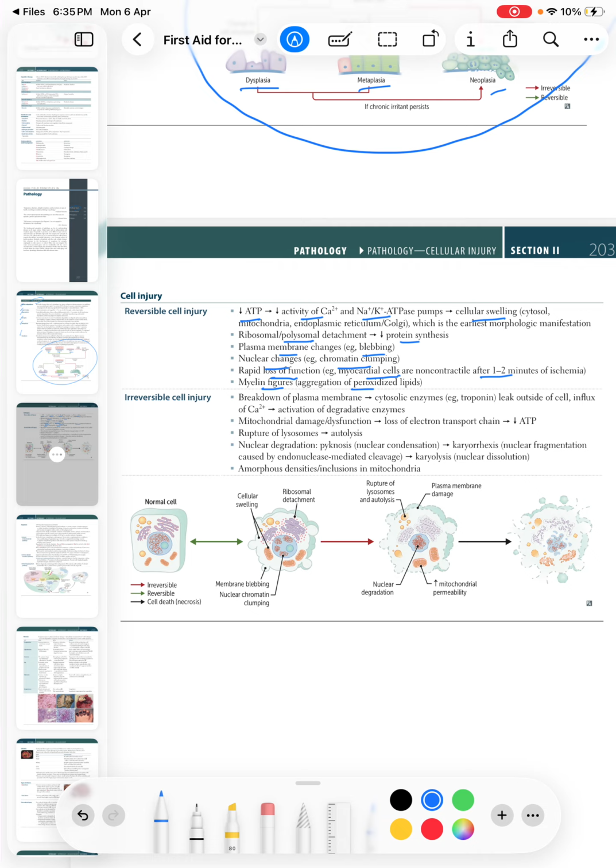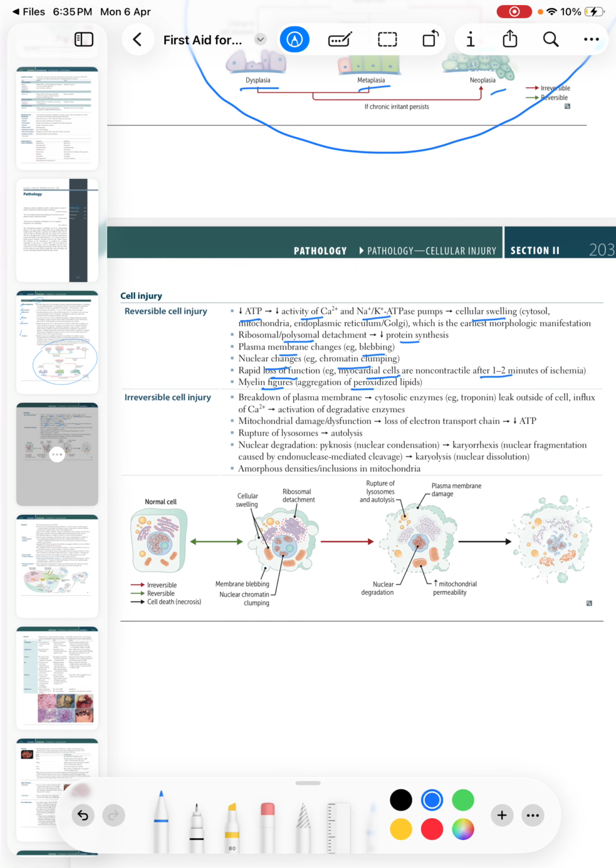Okay, how do reversible cell injuries occur? ATP decrease leads to decreased activity of calcium and sodium potassium ATPase pumps, which leads to cellular swelling. And what are the cellular swellings? That is the swelling in cytosol, mitochondria, endoplasmic reticulum and Golgi bodies.